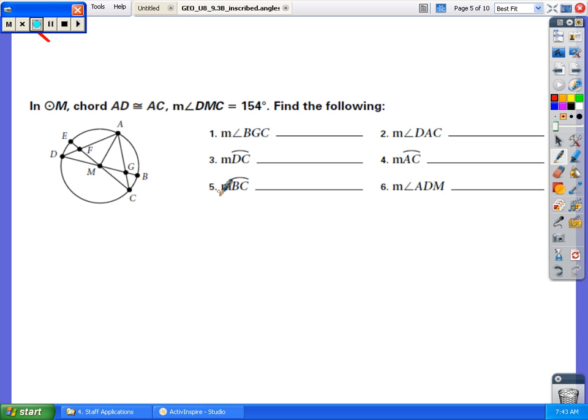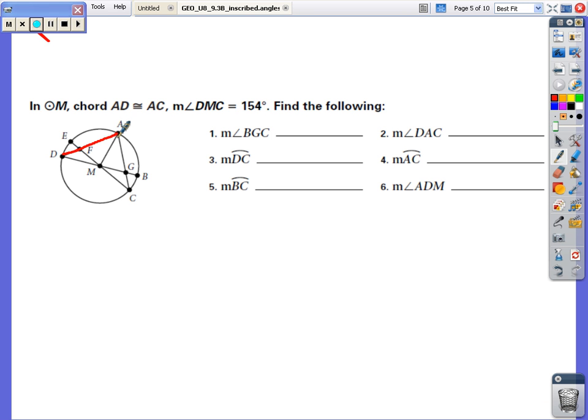Alright, so I know that chord AD is congruent to AC. Okay, so therefore, I also know that this is congruent to this. Okay, and I know that DMC right here is 154 degrees. So I know that this is 154 degrees.